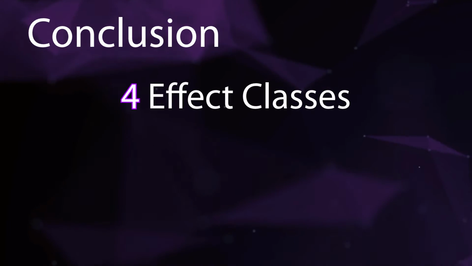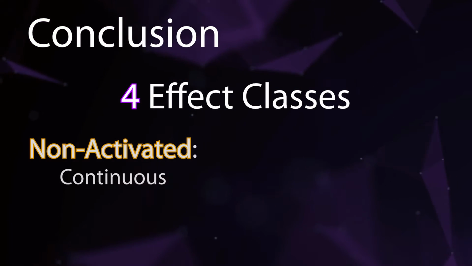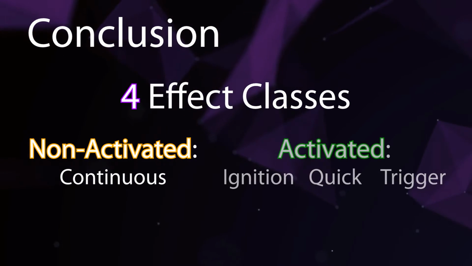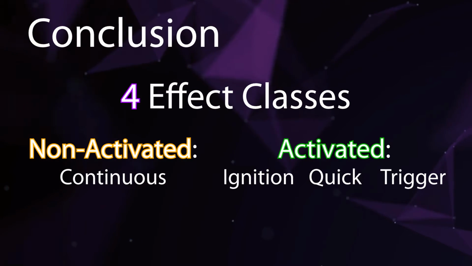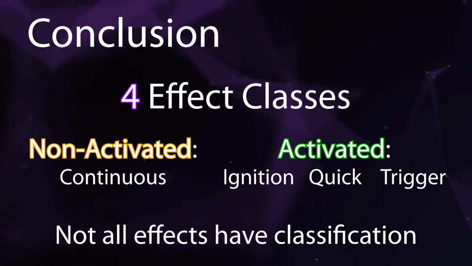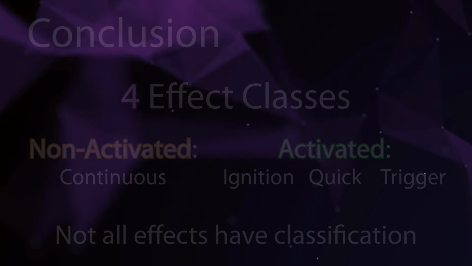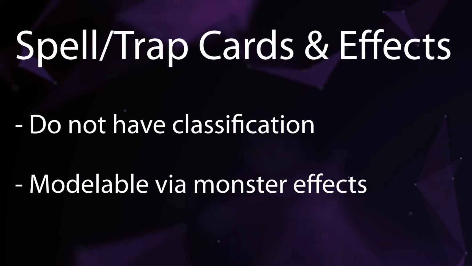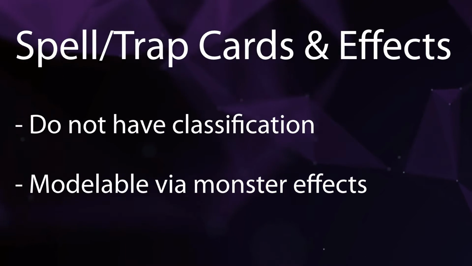To recap what we went over, there are 4 classes of monster effects. Continuous effects are the only non-activated effects, and under activated effects we have ignition, quick, and trigger effects. Not all effects can be classified into one of these categories. Spell and trap cards and effects do not officially have classes, but can be modeled by a corresponding monster effect classification.